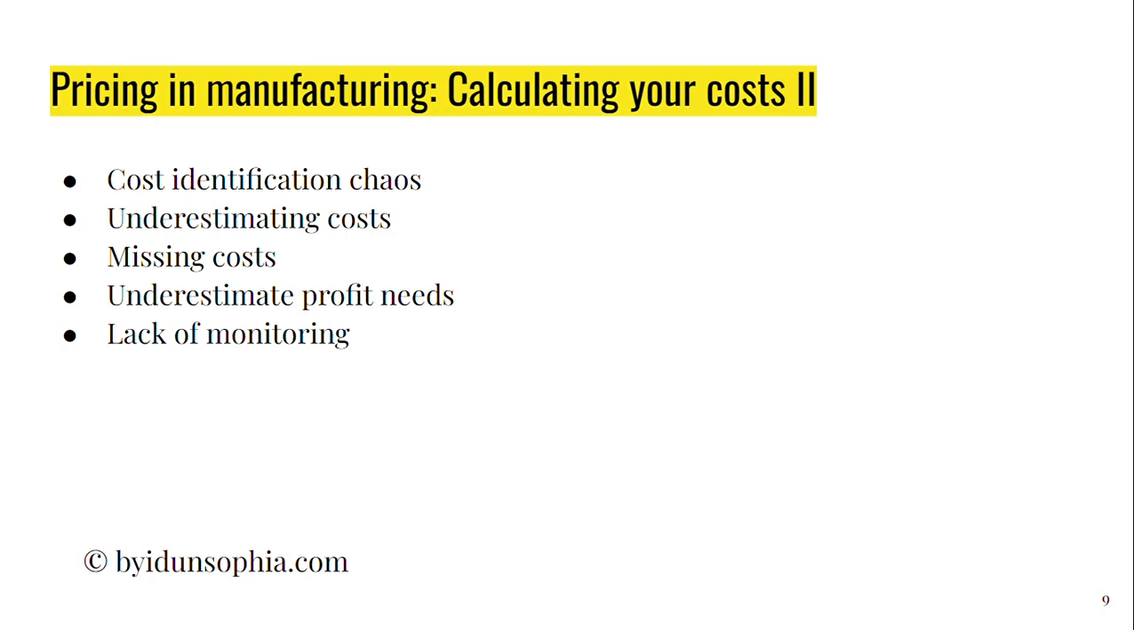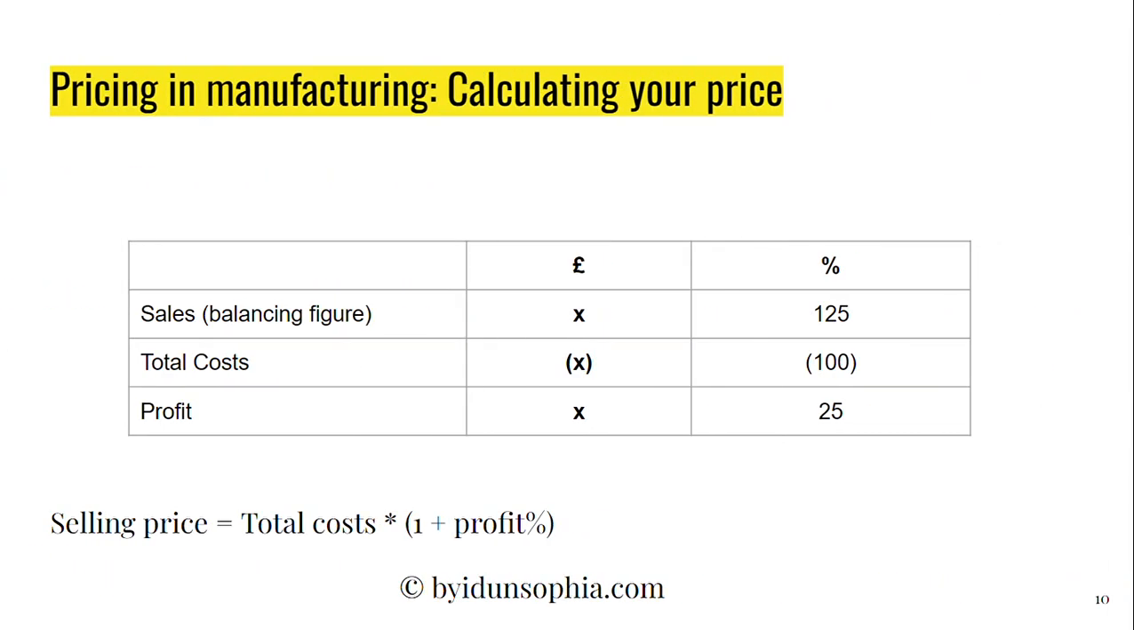So, calculating your price. How it works is this. You've got your sales. You take out your costs. That gives you your profit. Great. We've just been through an exercise of estimating the costs. Sometimes people will say, per table, I just want to make this much profit. So then you would put the profit in here.